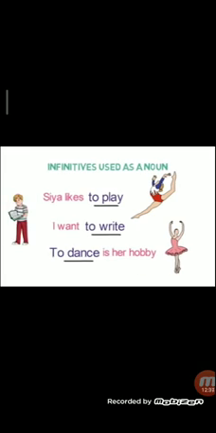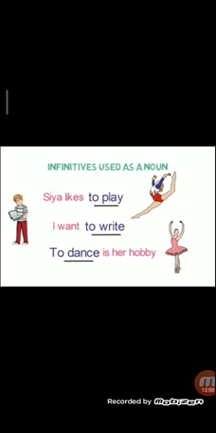But sometimes it becomes a noun, an adverb, or an adjective. Now let's see how it becomes a noun. But you don't have to do this. I'm just doing it in detail so that it will help you in other classes. Shia likes to play. Shia likes to do what? To play. So it is a noun. So here, to play is acting as a noun.